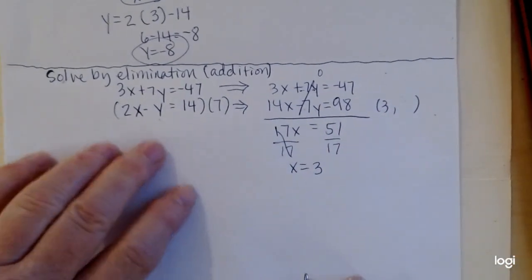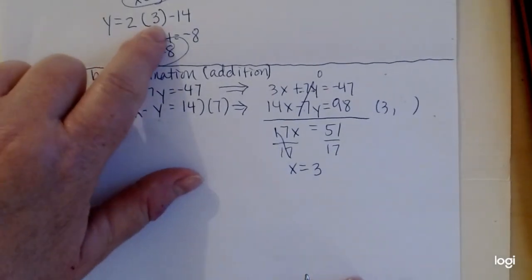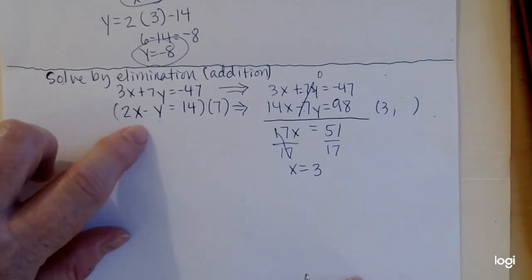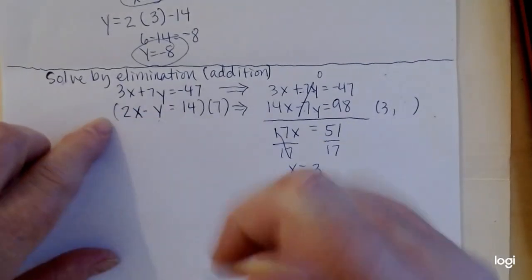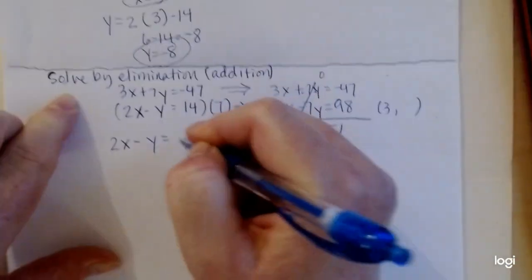And now we have to go back to one of our earlier equations. It's not quite as simple as it was back here, plugging this 3 into this equation. But we have to go back somewhere where we still had two variables, and I'm going to use this one right here. So 2x minus y equals 14.